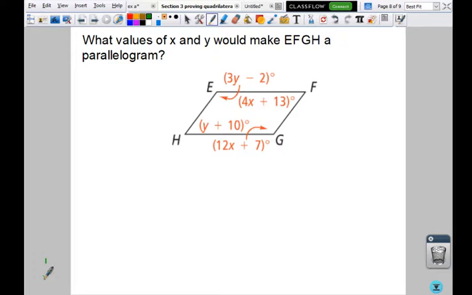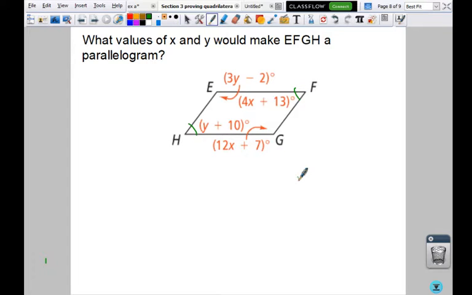Let's look at these. We need to figure out values of x and y that would make this a parallelogram. So we're looking at corners, right? What do we know about some of these corners? Some of them equal each other. If I'm going to look at this corner, what's going to equal this corner? Angle F, right?